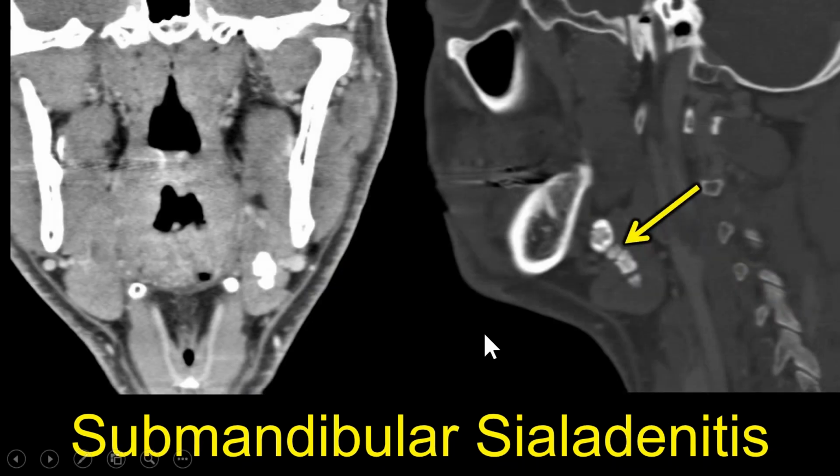Here's another case, very nicely on this sagittal reconstruction on the bone algorithm, the image on the right, where we see the arrow pointing at all these calcifications arising from the submandibular gland going along the submandibular duct anteriorly.